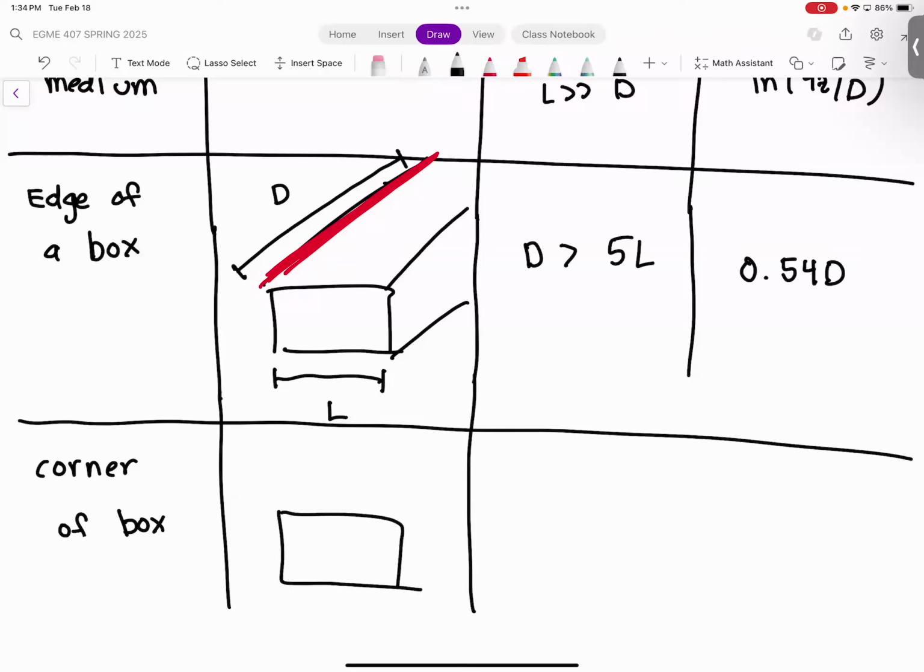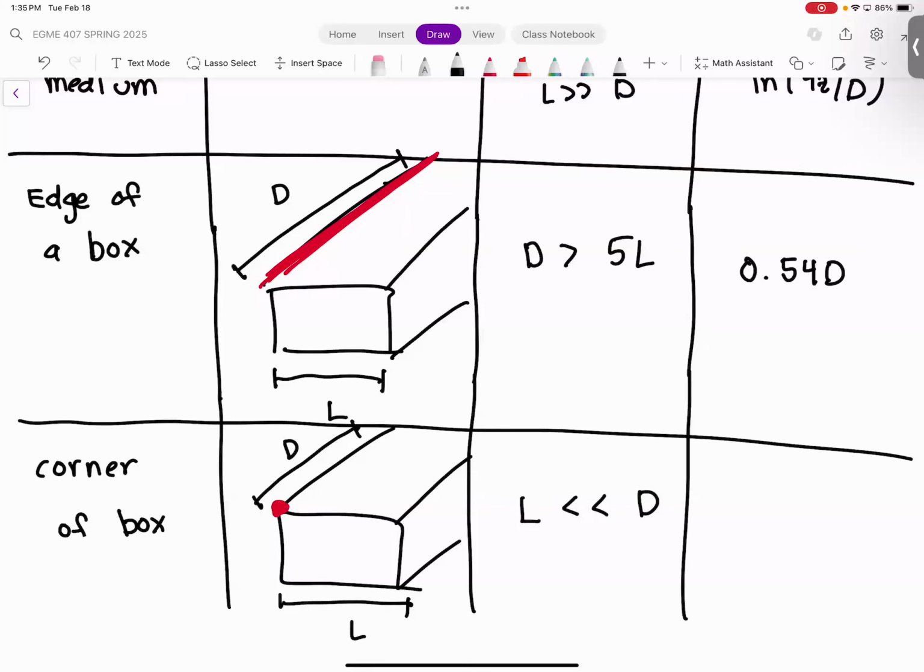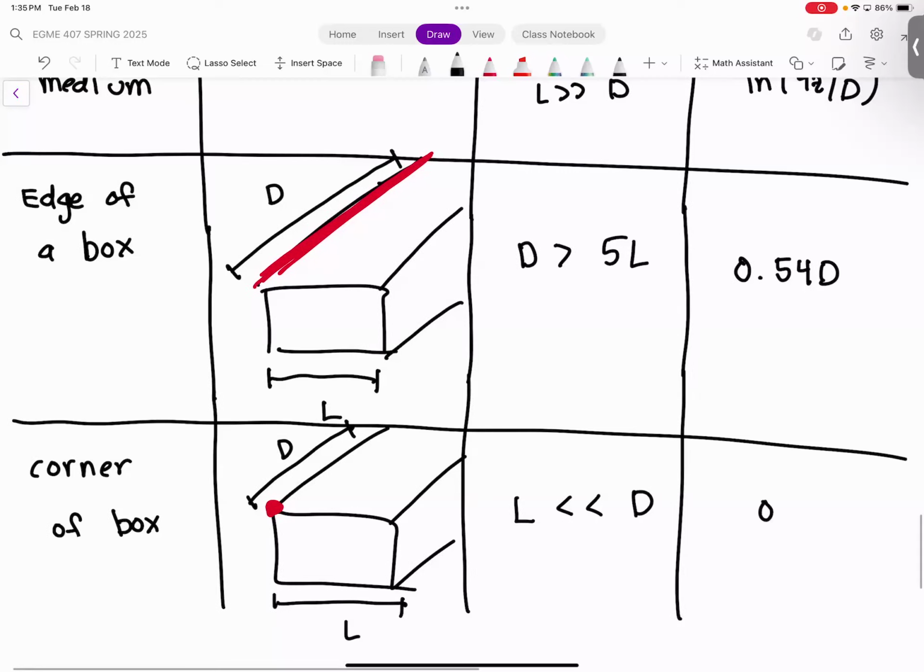So the figure for this is the same. The only difference now is that we're looking at the heat transfer from a specific corner of the box right here. But once again, we have dimensions of the box. We have the length in that direction we call D. The length in this direction we'll call L. And so in this case, our restriction is that L must be much less than D. And then the shape factor in this case is 0.15 L.